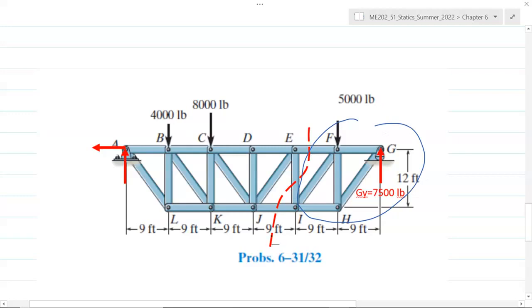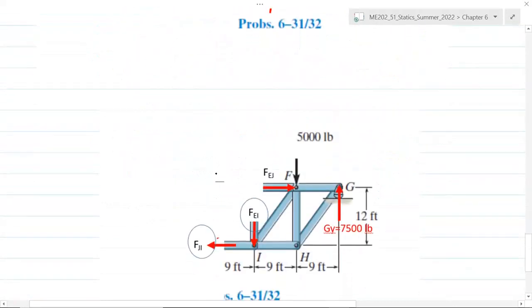Everything to the left of this red curve, we will not consider temporarily. Everything on the right of the red curve, we will keep. So this is how the section looks. After taking the section, we are exposing the internal forces. If the internal force goes into the member, then we assume that the member is in compression. So we are assuming that Fej is in compression, Fei is in compression, but Fji is in tension because the arrow is coming out from the member.